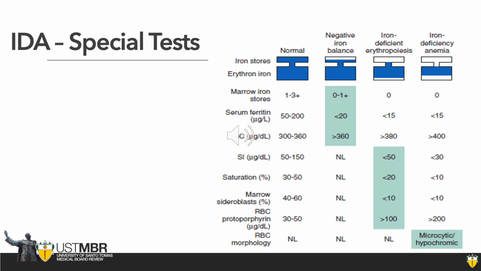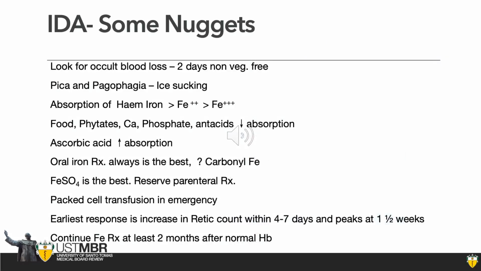For overt iron deficiency anemia, then you have no bone marrow iron stores. You have serum ferritin of less than 15, high TIBC of more than 400, serum iron less than 20, your TSAT is less than 10%, and now it exemplifies a microcytic and hypochromic anemia.